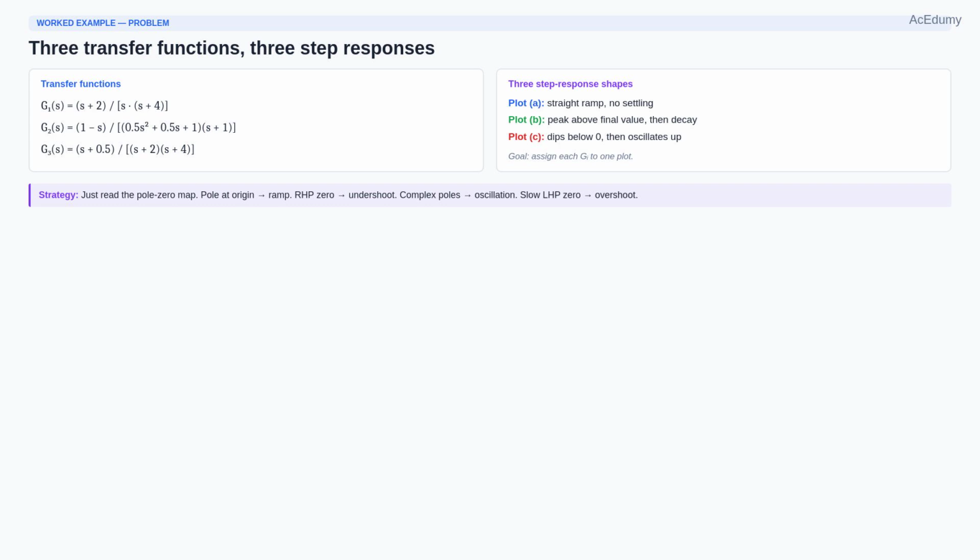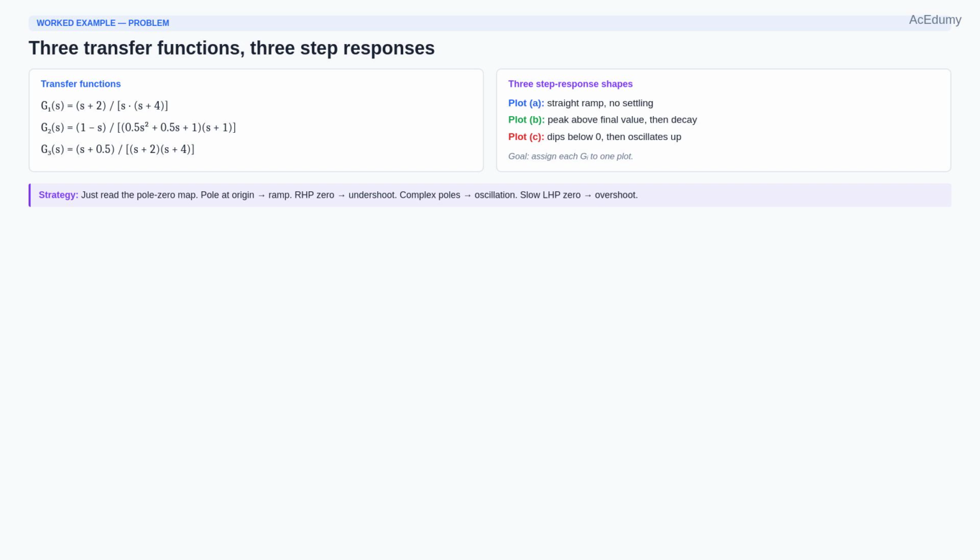Here is the problem. We are given three transfer functions. g1 of s equals (s plus 2) divided by s times (s plus 4). g2 of s equals (1 minus s) divided by the product of (0.5 s squared plus 0.5 s plus 1) and (s plus 1). g3 of s equals (s plus 0.5) divided by (s plus 2) times (s plus 4).